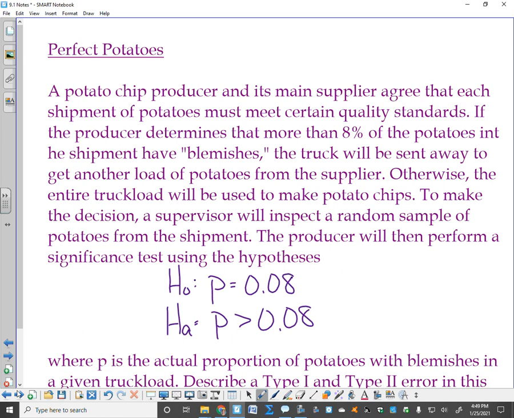To make the decision, a supervisor will inspect a random sample, not just the potatoes on the top of the truck. That's a biased sample. That is a convenience sample. So we have to do a good random sample of the potatoes from the shipment. The producer will then perform a significance test using the hypotheses. Null: 8% have blemishes. The alternate: greater than 8%.